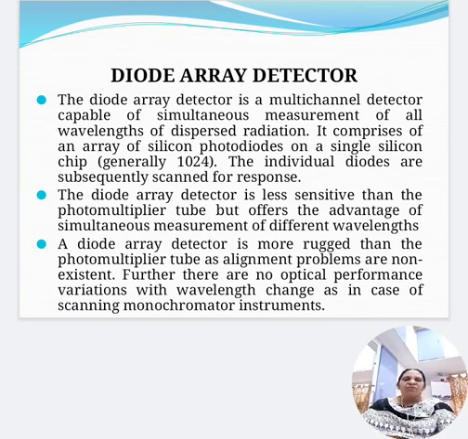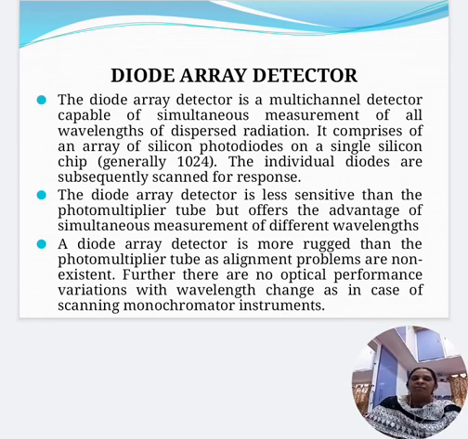It comprises an array of silicon photodiodes on a single silicon chip. The individual diodes are subsequently scanned for response. Array means a collection of several diodes. The diode array detector is less sensitive than the photomultiplier detector, but offers the advantage of simultaneous measurement of different wavelengths.